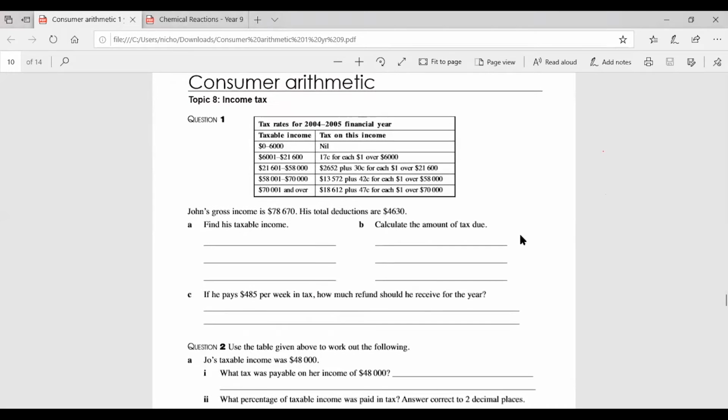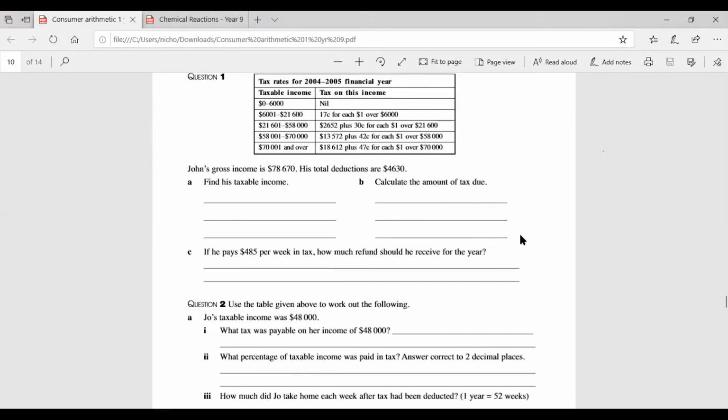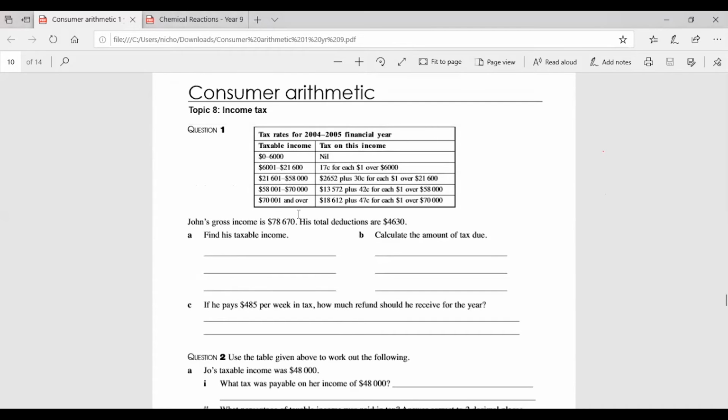Given, but now we're going to learn how to calculate income tax ourselves. So this is a tax table. Notice that this says taxable income, and then tax on this income.